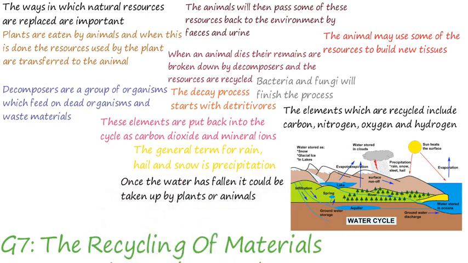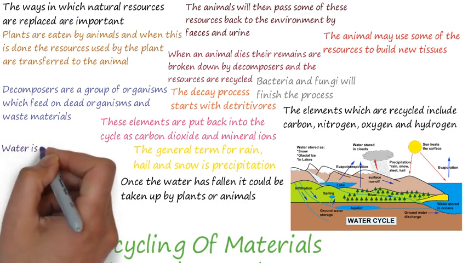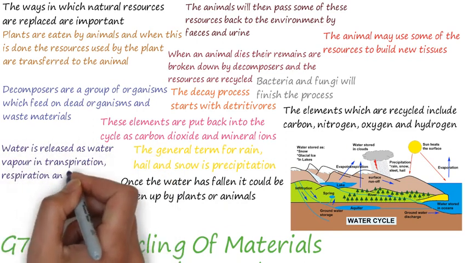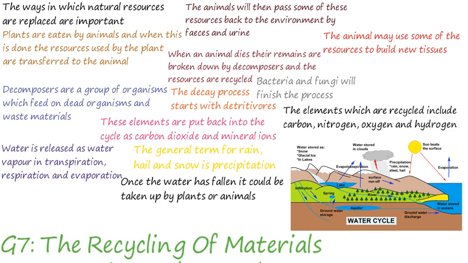Once the water has fallen from the clouds, it is either taken up by plants or animals as required. The water could also run straight into bodies of water, such as rivers, or go through the gaps in rocks straight to another body of water. After this, water is released as water vapour in transpiration and respiration.